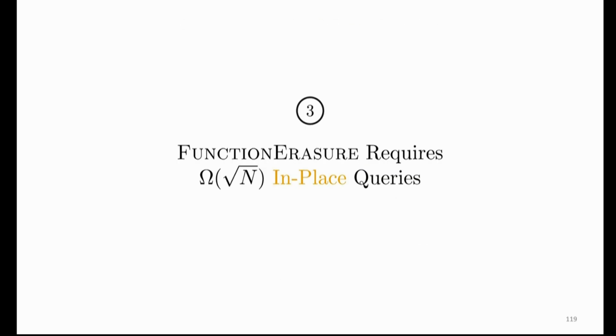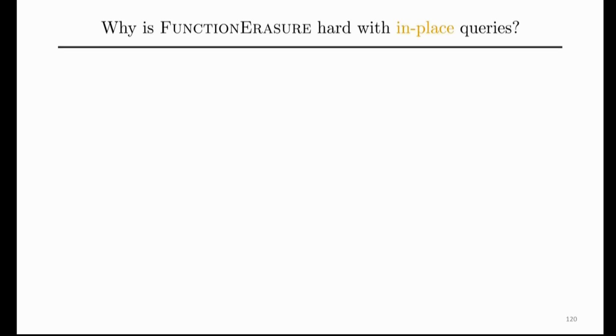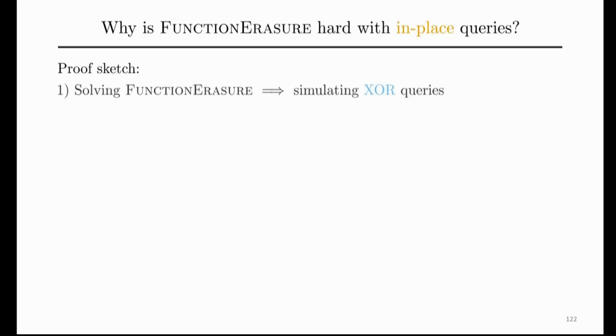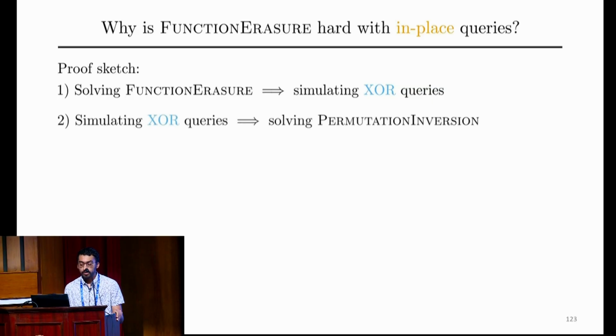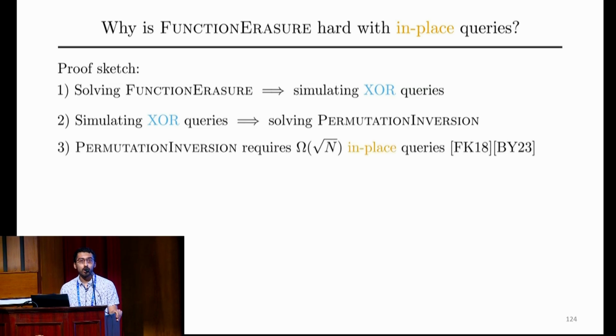Finally, now that we've finished our algorithm, we'll go into why function erasure requires at least root n in-place queries. So why is function erasure hard with in-place queries? Well, the proof sketch is going to have 3 steps. We're going to show that solving function erasure with in-place queries would let us simulate XOR queries. And then we're going to show how simulating XOR queries with in-place queries would let us solve permutation inversion. And finally, we'll rely on a proof by Ambainis, Kimmel, and later reproved by Belovs and Yolku, that permutation inversion requires at least root n in-place queries.